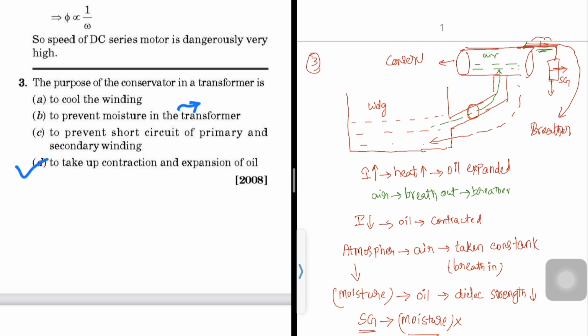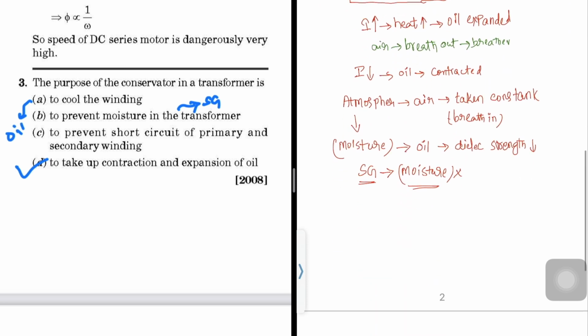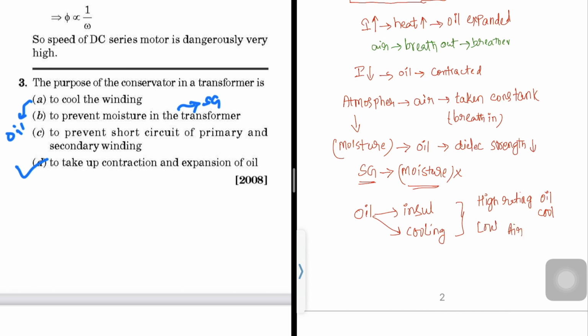So moisture, as I already said, is handled by silica gel, and cooling is by oil. Generally, oil is used here for two purposes: one is for insulation and the other is for cooling. In general, for high rating transformers, only oil cooling is used, but for low rating, air cooling is also used. So for this particular answer, the purpose of the conservator is to take up the contraction and expansion of the oil.